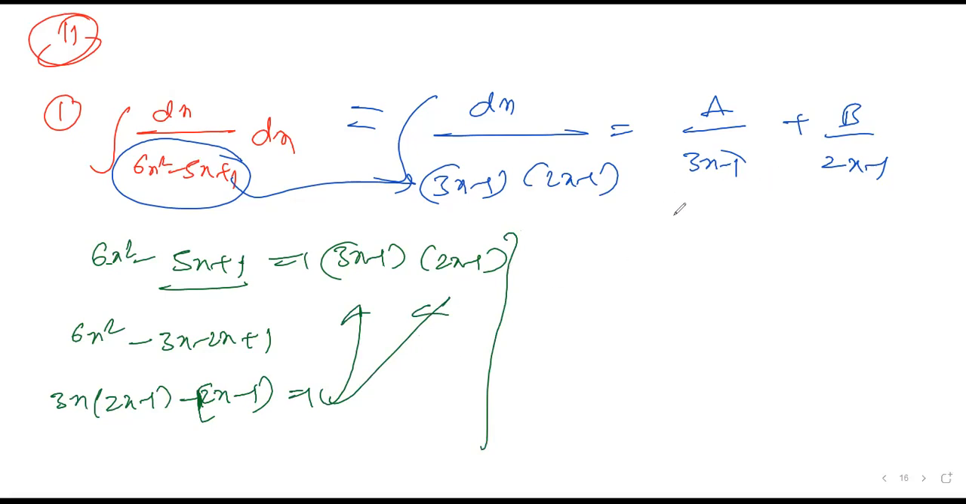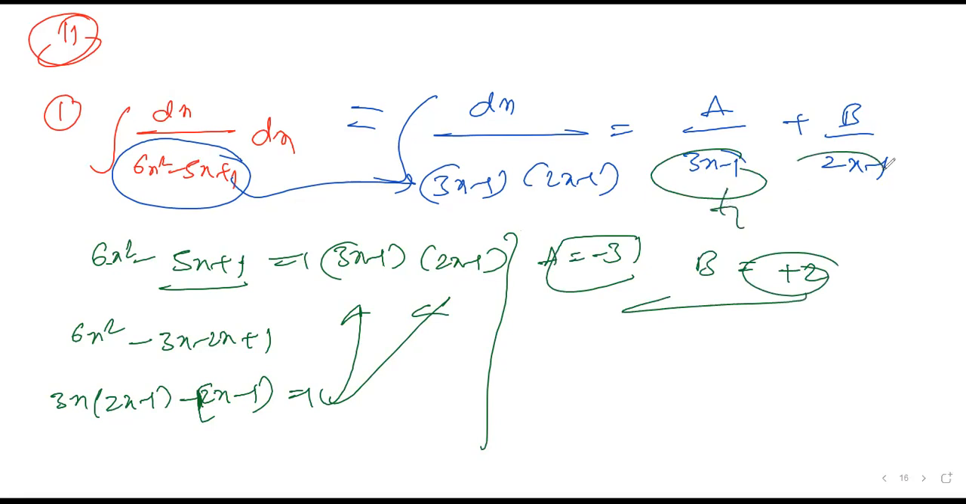After writing this, you need to find the values of A and B using your own logic. The value of A is minus 3, because time is limited, and the value of B is plus 2, and you can take it out. This is t1, this is t2, log t will come. That is the way you can do it.